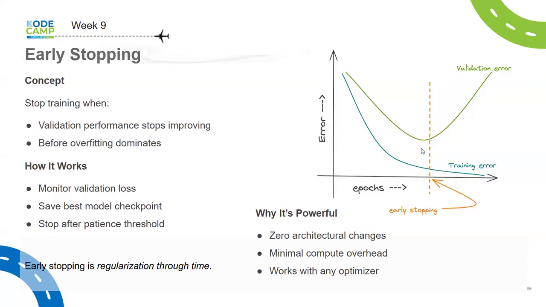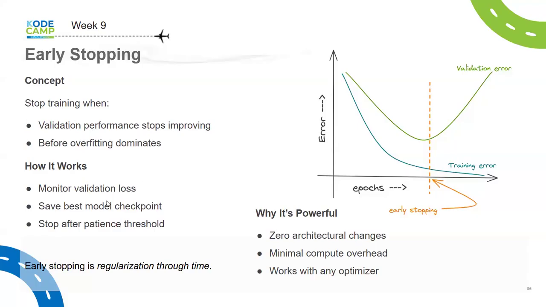From this point, you're already overfitting. And so you should stop training immediately because there's no way your model is going to get better on real world data. So that's early stopping. You use validation performance as a metric. Once it stops improving, before overfitting begins to dominate, you stop training.